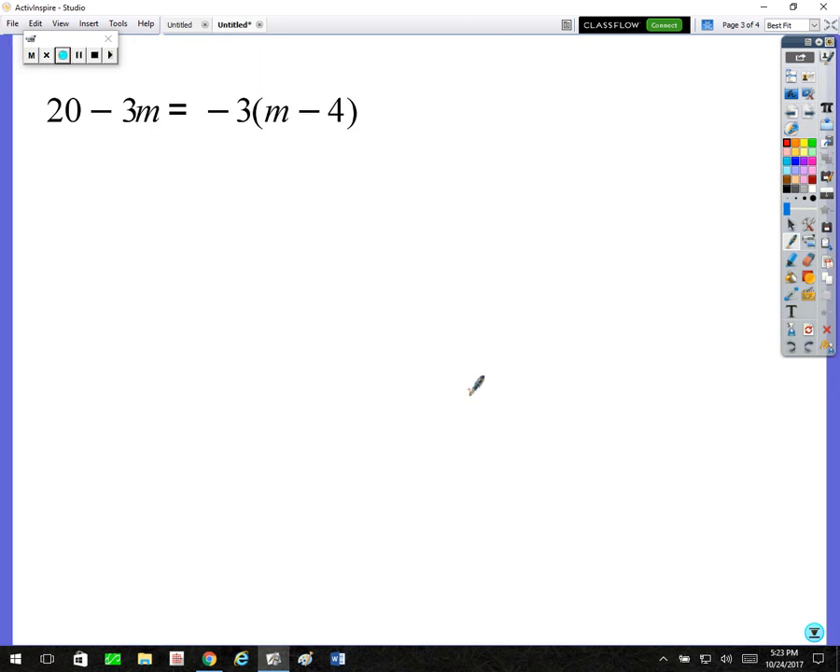First thing I notice, I'm going to draw my river. Second thing I notice is I have some parentheses I need to clear. So I have 20 minus 3m equals negative 3 times m is negative 3m. Negative 3 times negative 4 is a positive 12. Now remember, we talked about this in class today. Some of you may see this really quick: this negative 3m and that negative 3m will cancel. That's going to go away, so I'm left with 20 equals 12.